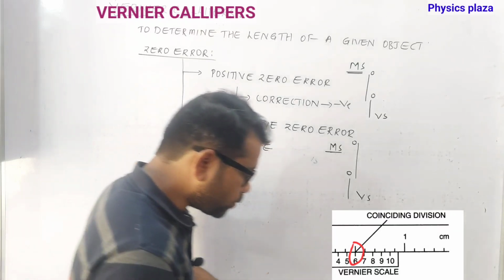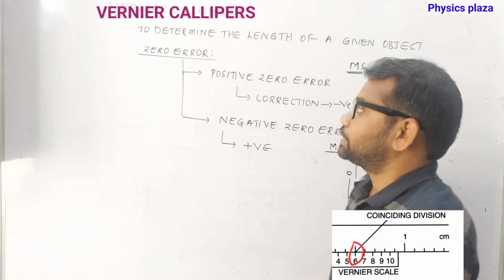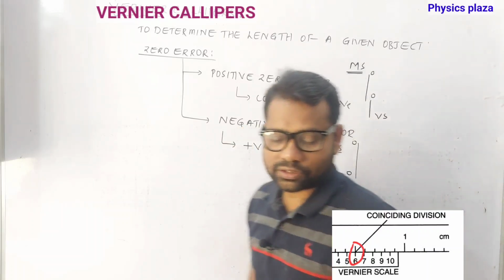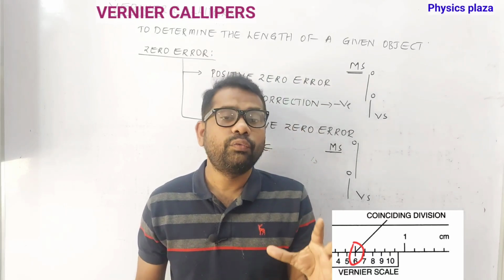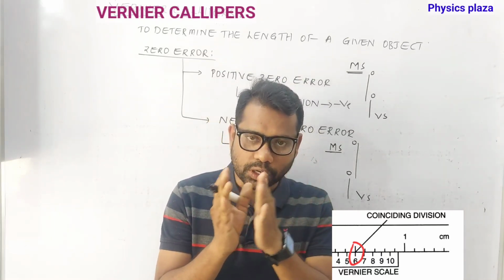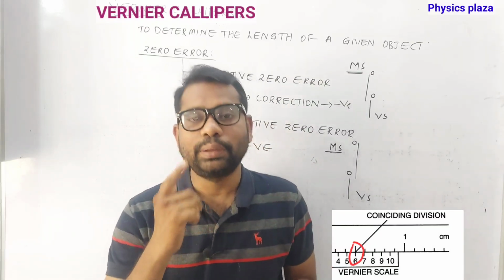So children, this is what we need to understand. In detail, it will be discussed in the 11th class standard. As per our syllabus, we just need to understand what a positive zero error is and what a negative zero error is. Children, let me repeat.